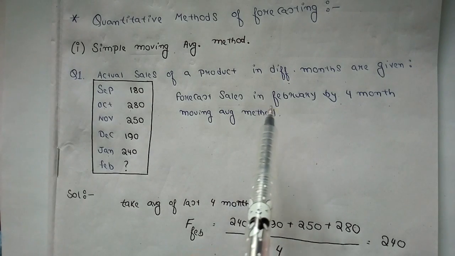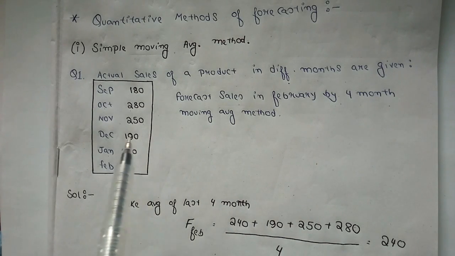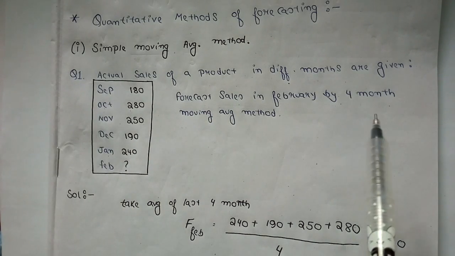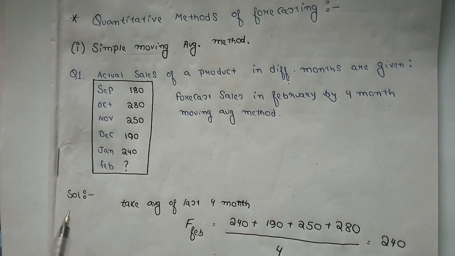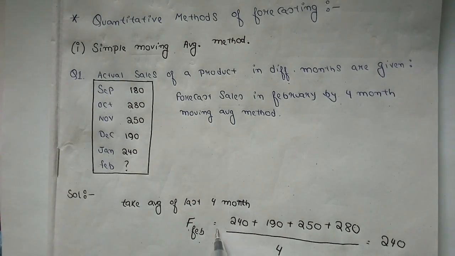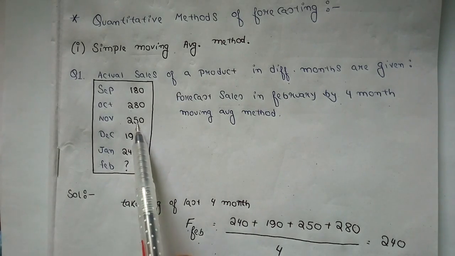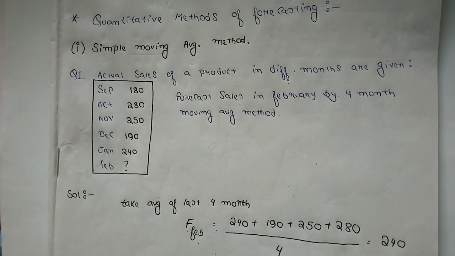So what we have to do is simply find the average of the last 4 months. That is nothing but the 4-month moving average method. As a solution, we have written: take the average of the last 4 months. So we are forecasting the requirement in February, which will equal the average of the last 4 months, that is the average of 240, 190, 250 and 280 divided by 4, and the answer comes out to be 240.